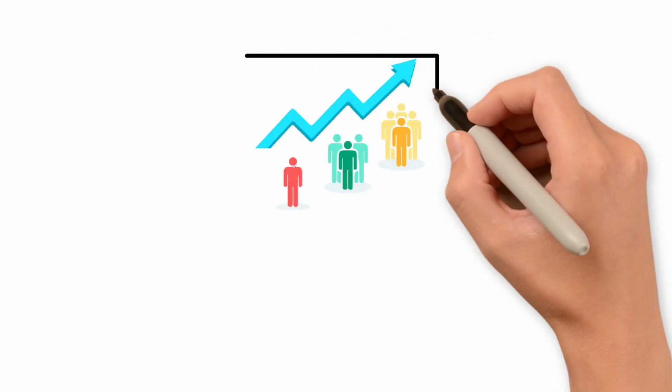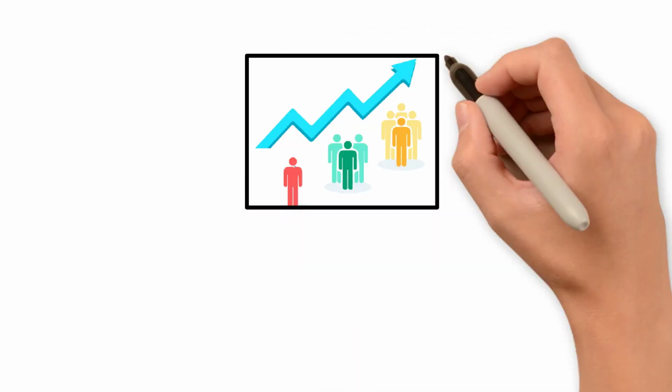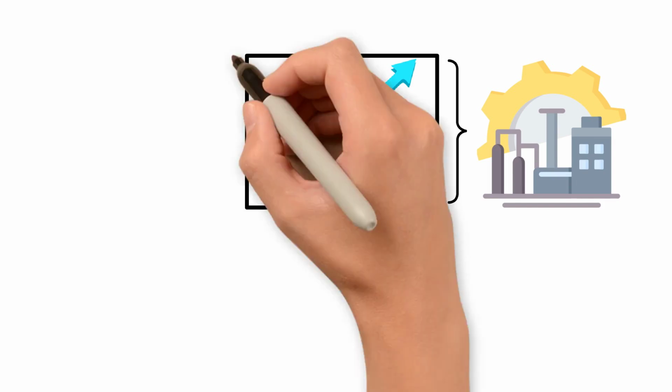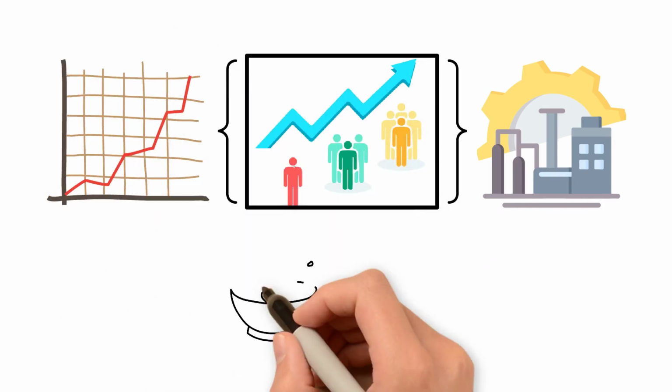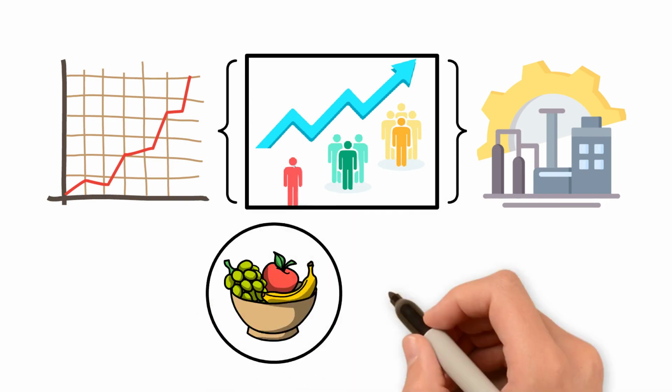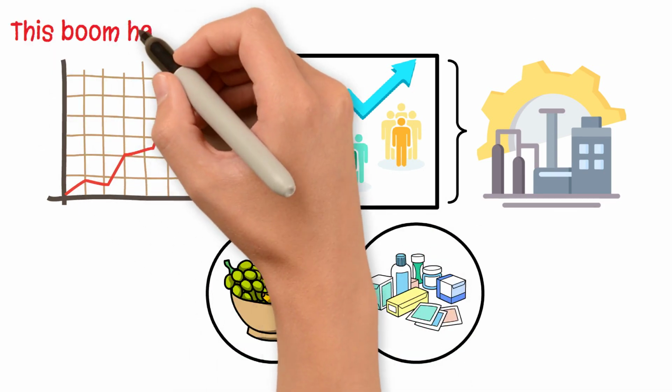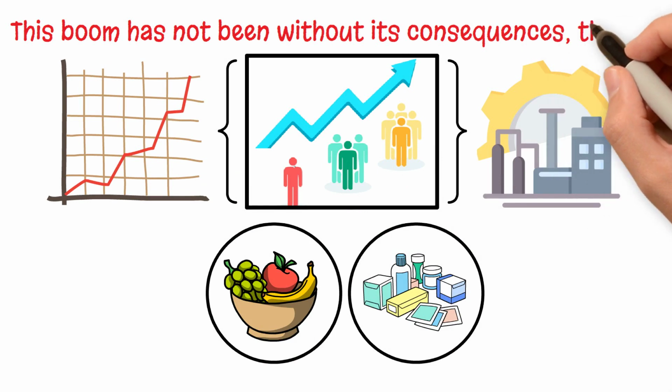The brushstrokes of population growth have been bold and swift. Since the Industrial Revolution, the world has witnessed a surge in numbers, an explosion of sorts, primarily due to advancements in food production and medicine. This boom has not been without its consequences, though.